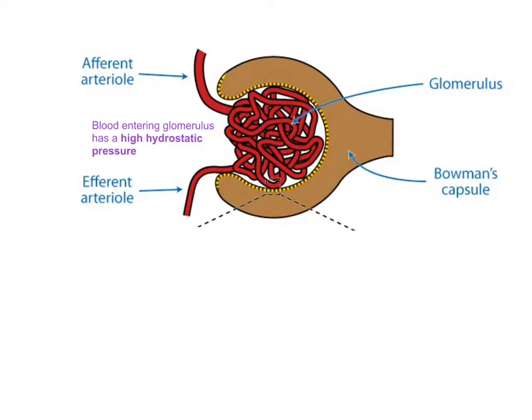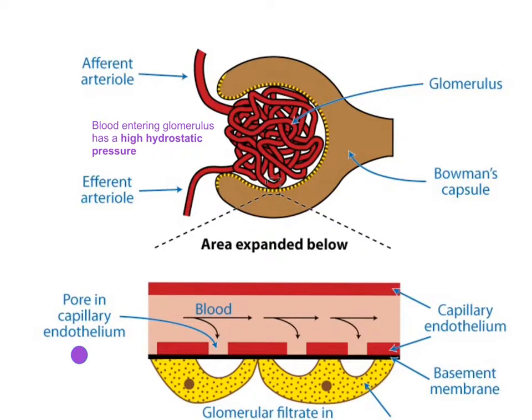Ultrafiltration literally is any molecule that is small enough within the blood can pass out of the capillary, because we know capillaries from AS2 are porous, through the wall of the Bowman's capsule and into the nephron, and form what's known as glomerular filtrate.